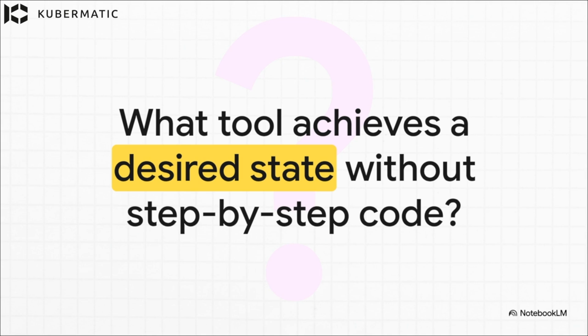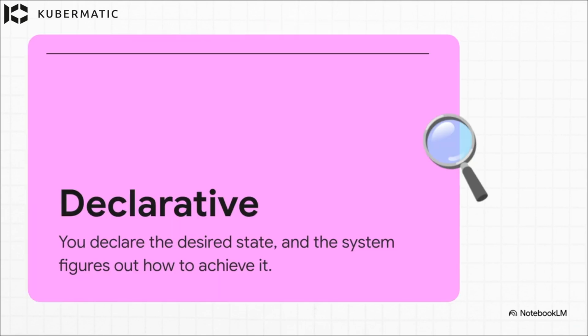Think about a tool like Terraform. What do we call it when you just describe the end result you want and the tool itself is smart enough to figure out all the steps to make it happen? The term we are looking for is declarative.